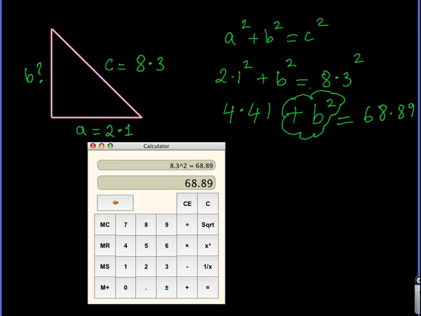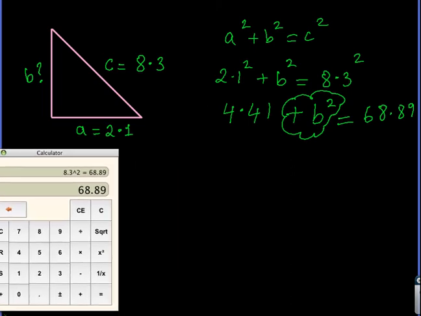Now I need to get b on its own, and I know we could have done it before, okay, but it's okay to do it there or after, doesn't really matter. So I need to take away the 4.41. 4.41 is a positive number, so the opposite is to take away. So let's take away 4.41, so that we have b squared by itself on both sides. So that's equal to 68.89 take away 4.41.